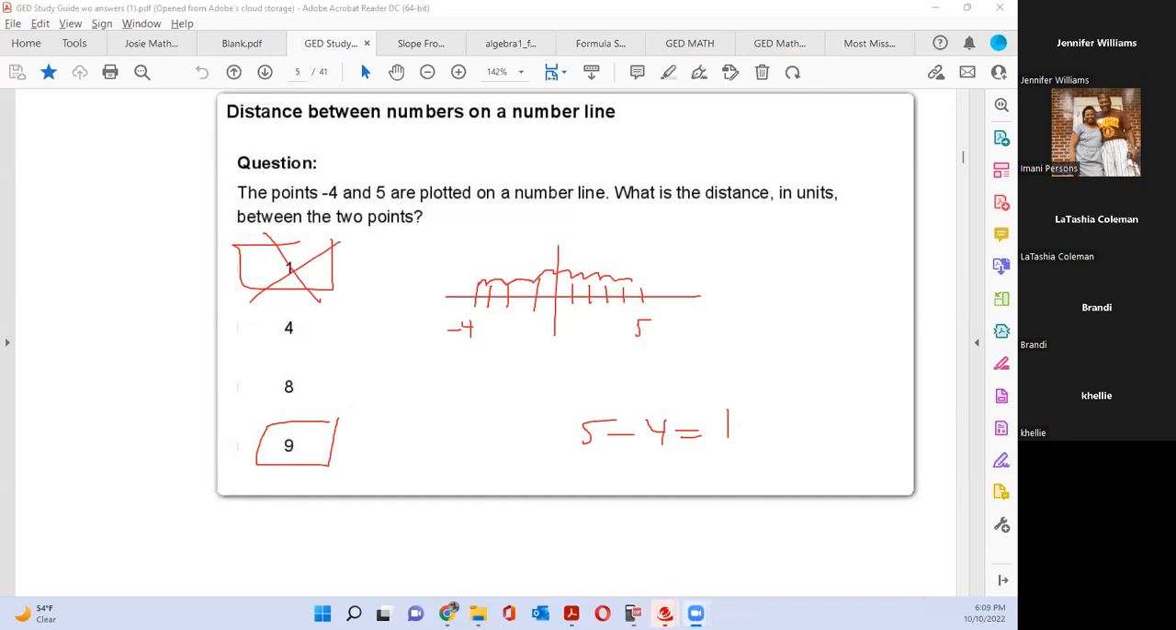The distance between two numbers. You're basically counting the distance between two numbers. And then in the multiple choice, though, they're not going to give you 1, 4, 8, 9. They're going to give you absolute values. So you've got to make sure you know how to do absolute value.